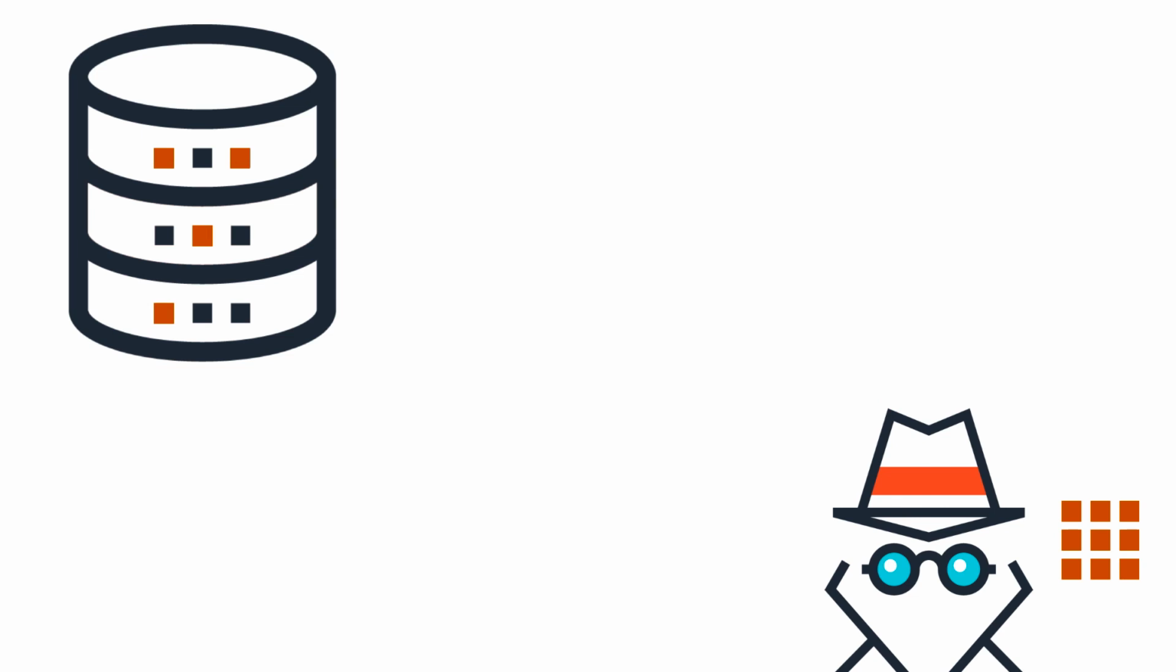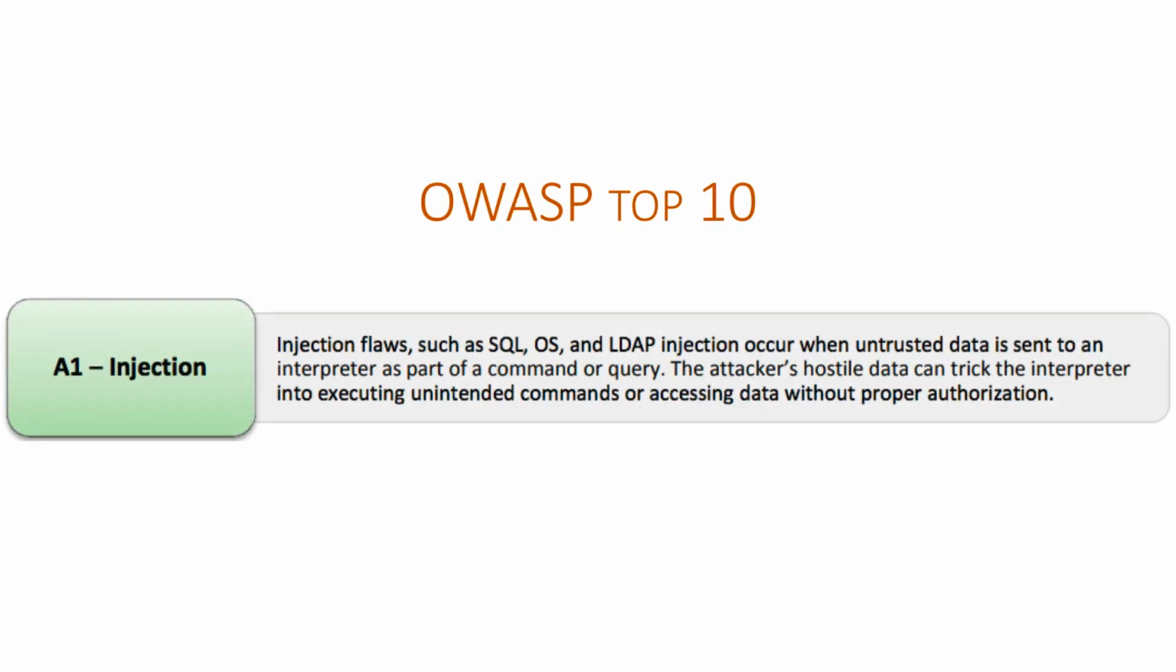SQL injection is one of the most dangerous problems in web applications. Both the consequences and prevalence of SQL injection vulnerabilities contribute to this status. It should not come as a surprise that injection vulnerabilities rank first in the OWASP top 10. But is it that hard to prevent SQL injection attacks?